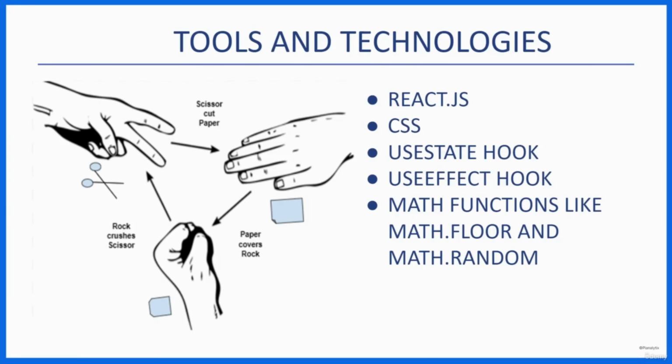Tools and technologies used. For our project, we are going to use React.js, CSS, useState hook, useEffect hook, math functions like math.floor and math.random. So React.js is basically a library of JavaScript, and we are going to use React.js as a whole for developing this whole application, along with CSS for the designing part, and we are going to use hooks for our project, primarily two hooks, useState and useEffect. Along with that, we are going to use math functions like math.floor and math.random.